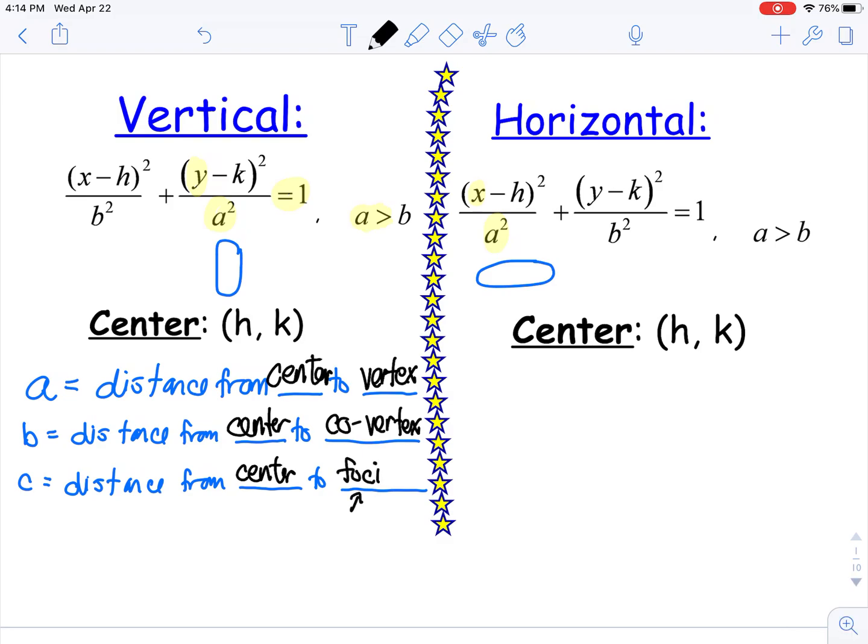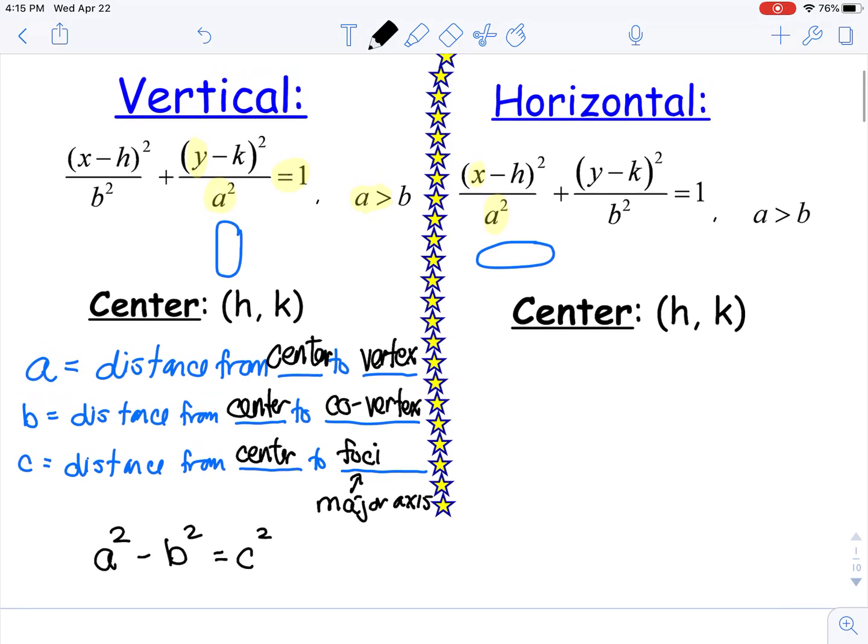Remember that the focal points will always be on the major axis, which is also where the vertex points are. Now, the relationship between our A squared, our B squared, and our C squared is that A squared minus B squared will equal C squared.